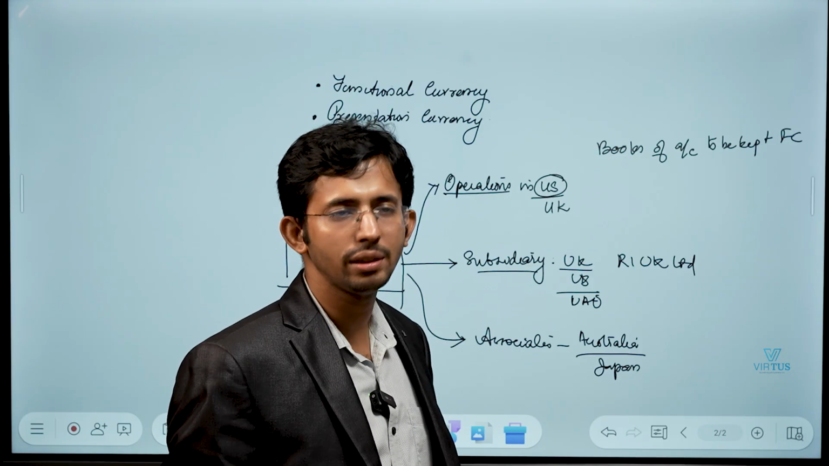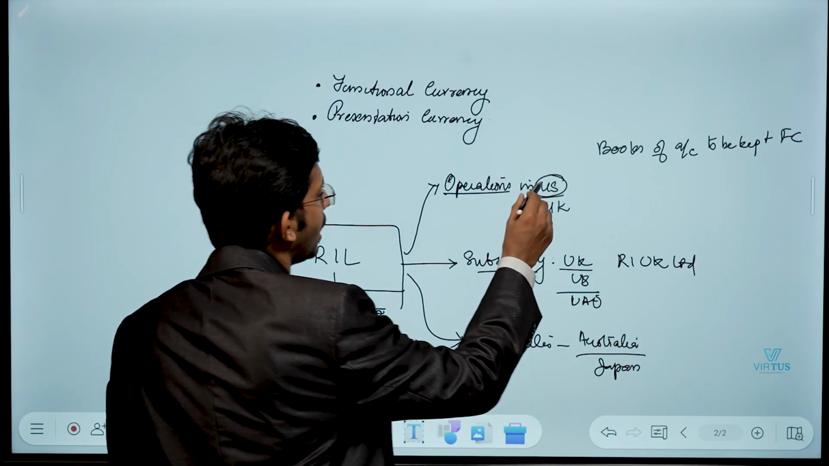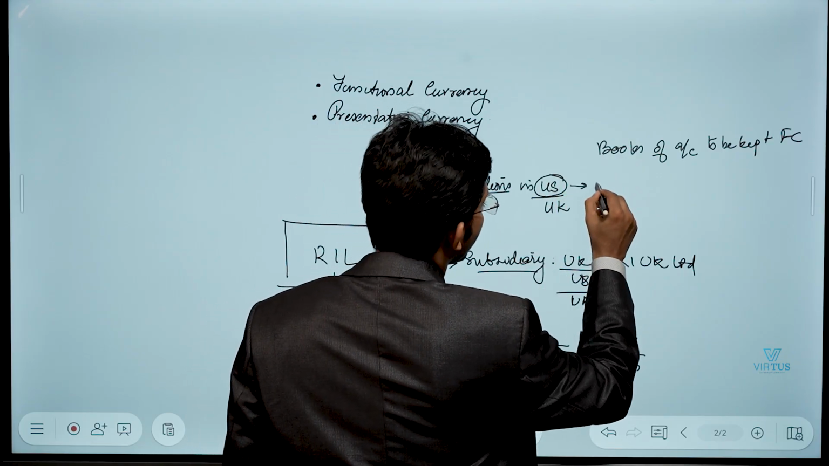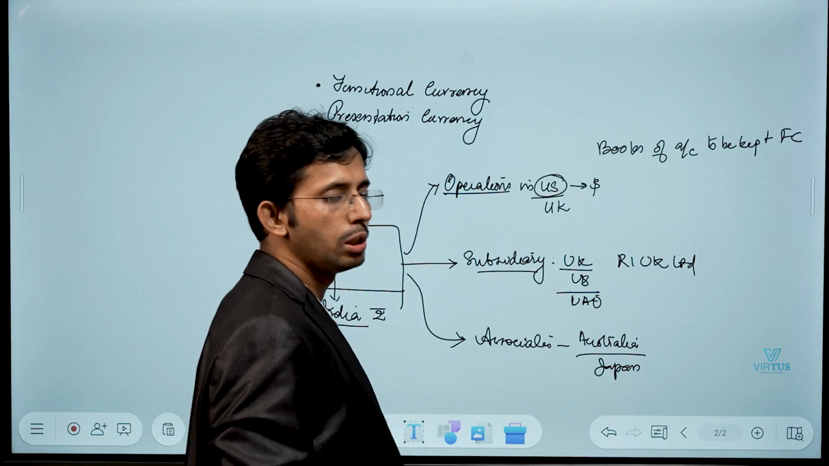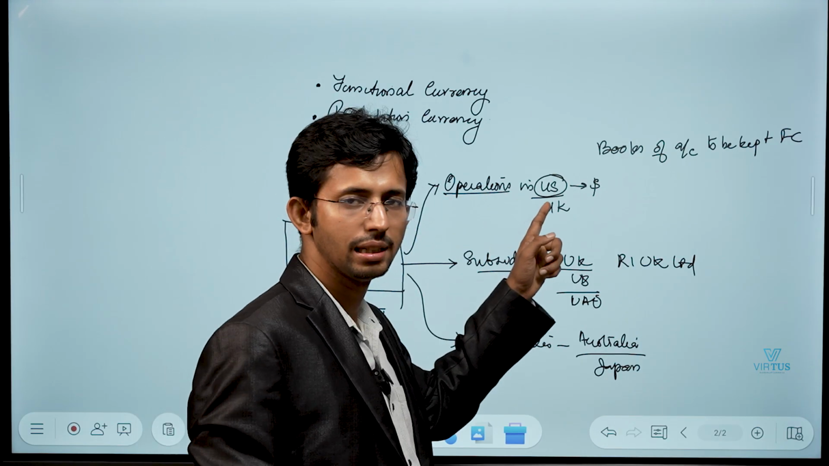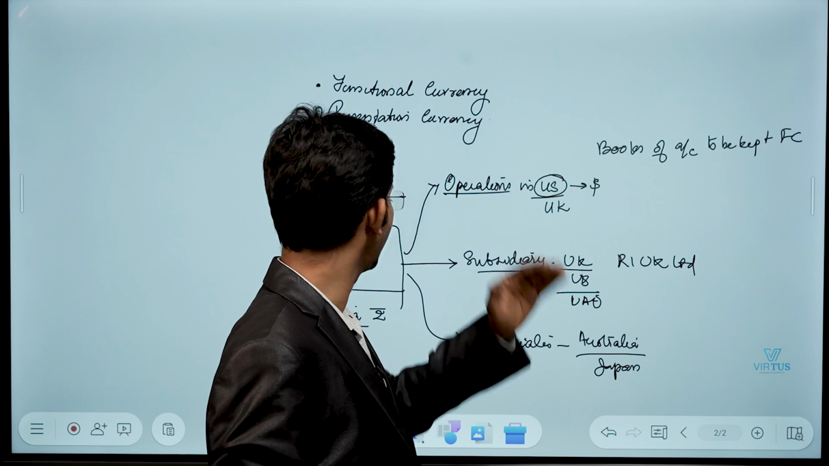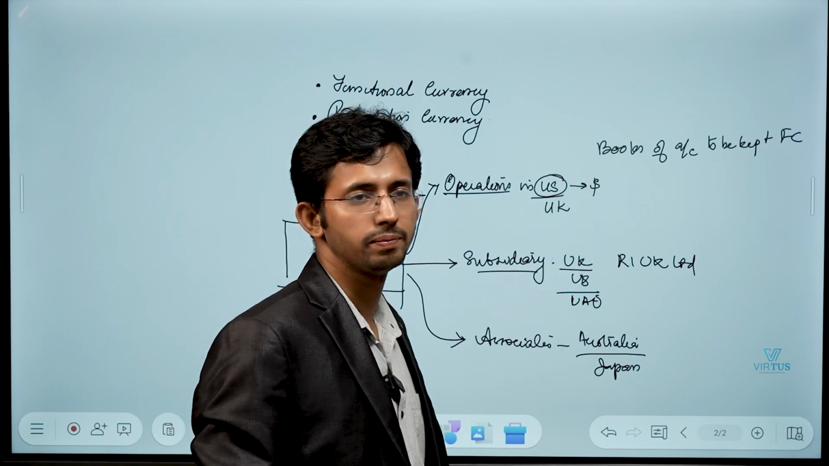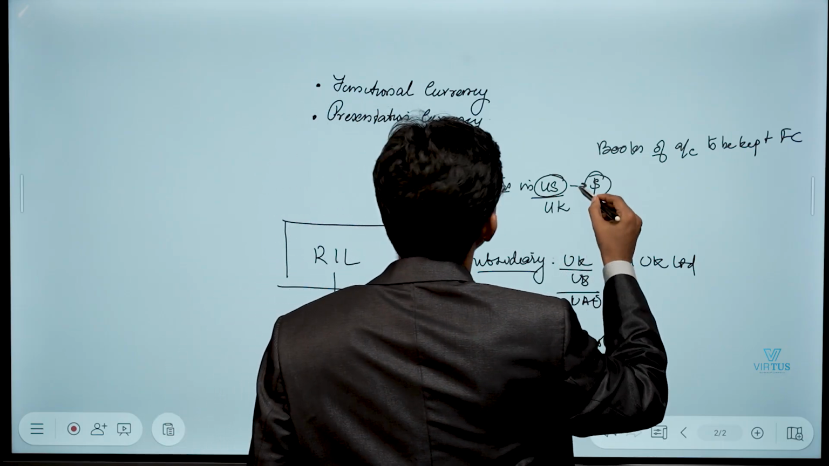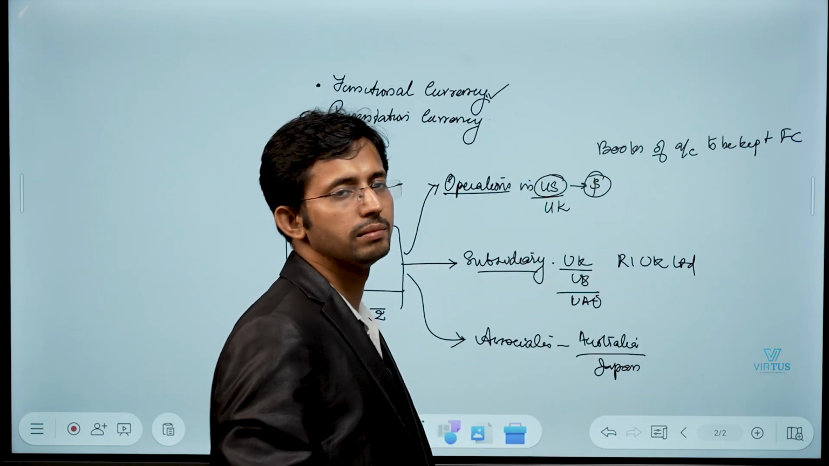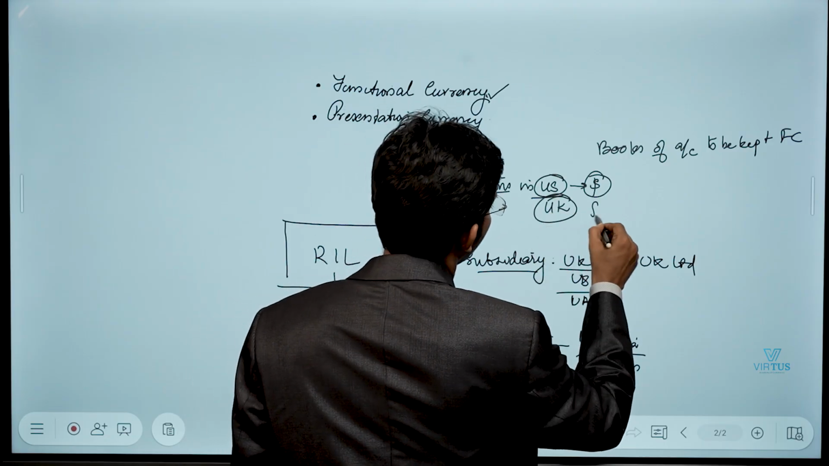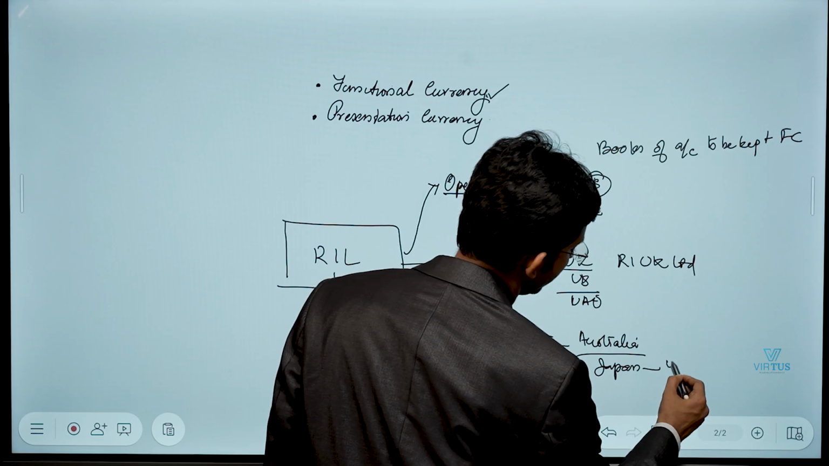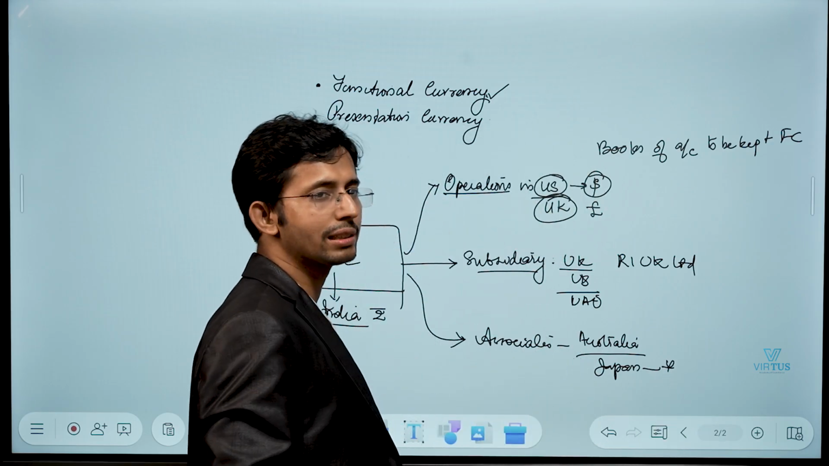US government wants the operation done by Reliance Industries in the US to be reported in dollars. So the books of accounts of this transaction, being a direct operation by Reliance Industries Limited, an Indian company, have to be kept in what? The US dollar. So this US dollar is what is known as functional currency. Similarly here, UK pound is the functional currency. Now here, when you come to Japan, the yen is considered to be the functional currency.